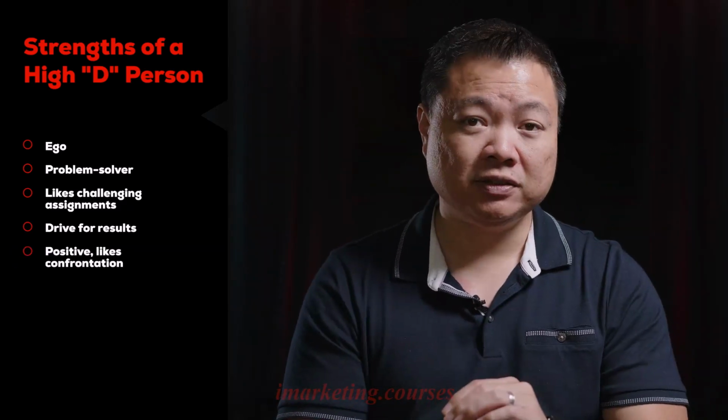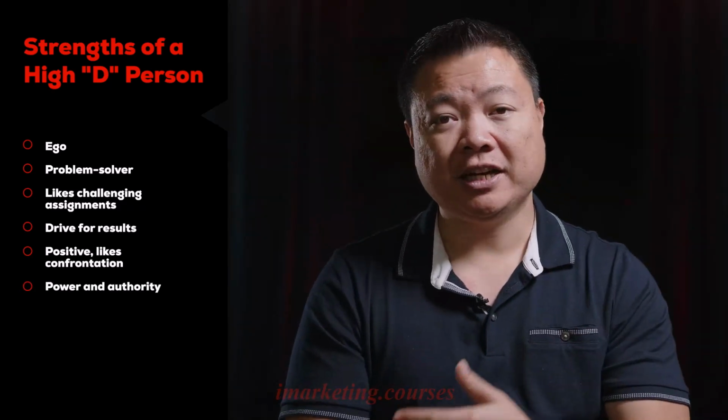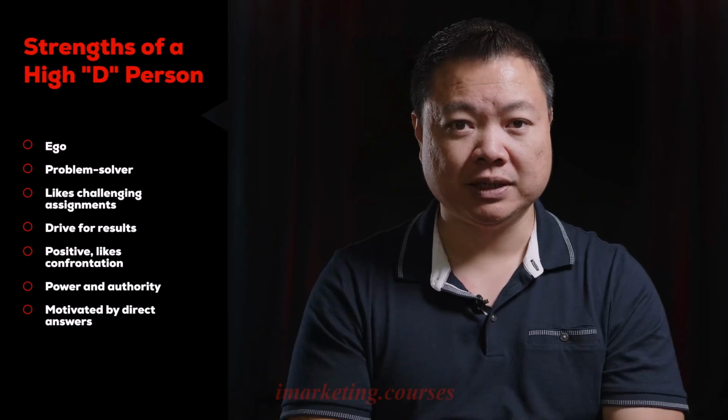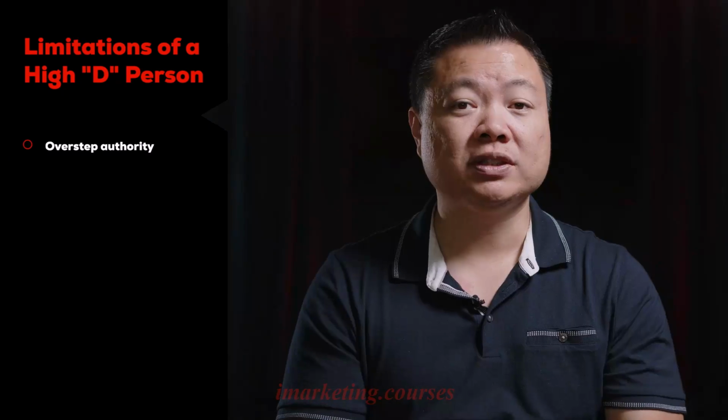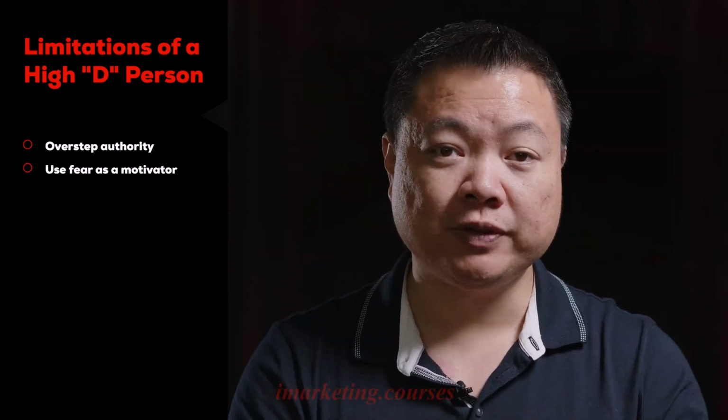They're positive. They like confrontation. They enjoy power and authority, and they're motivated by direct answers. Do not beat around the bush with a D personality. However, they do have their limitations. They may overstep authority, right? They're going to seek forgiveness, not permission. They may use fear as a motivator.